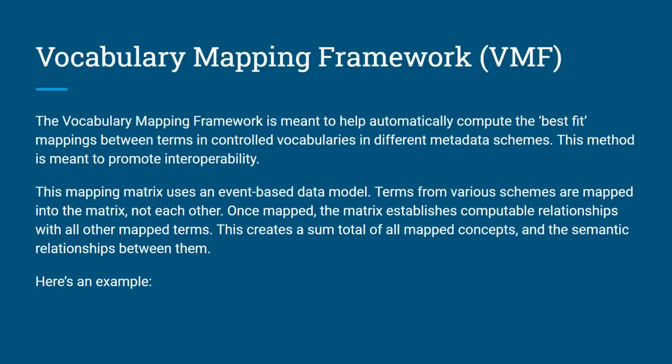Now, the vocabulary mapping framework I mentioned before is meant to automatically compute the best fit mappings between terms and controlled vocabularies in different metadata schemes. For example, if I say performance, you may say theater production, somebody else may say play, somebody else may say movie. All right, we're all talking about the same thing, but we're just using different terms. This particular method, the VMF method, is meant to promote interoperability.